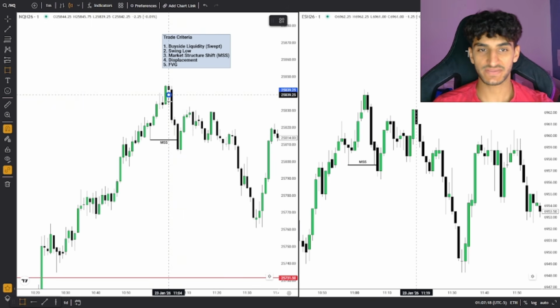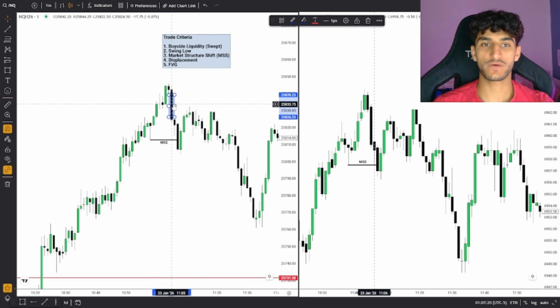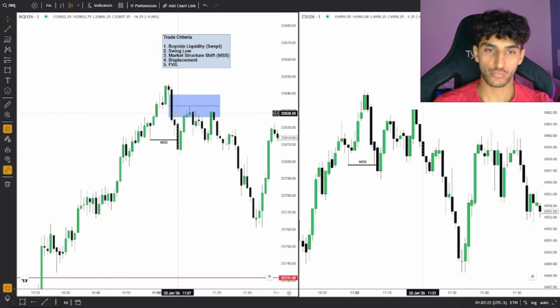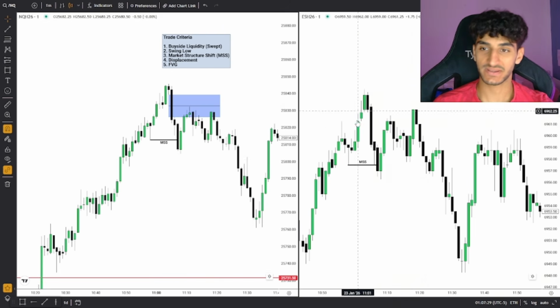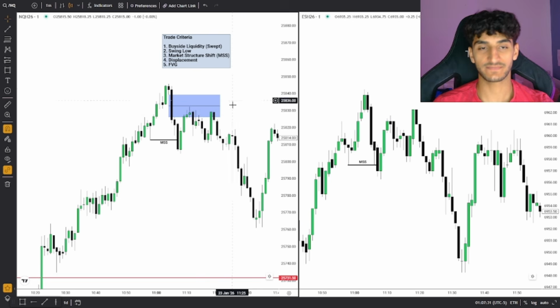As we can see, we do get this fair value gap that is formed at 11:05, and if you draw that out in time, we get a retracement into that fair value gap. Now this step number 5, we do not have to see on S&P 500 to get a valid trade.